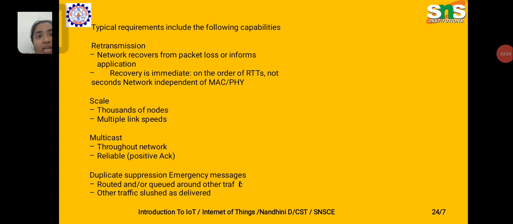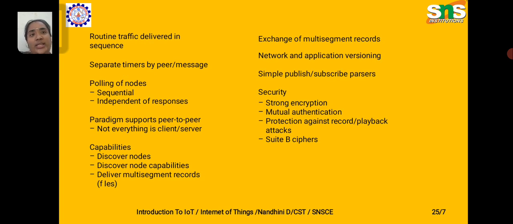In reliable transmission, the network recovers from packet loss or informs applications. Recovery is immediate, on the order of RTTs, not seconds, and network independent of MAC or PHY. Scale: thousands of nodes, multiple link speeds, multicast throughout the network. Reliability and duplicate suppression, emergency messages of router queued around other traffic schedules as delivered. Routing traffic delivery in sequence, exchange of multi-segment records, separate timers by peer messages, network and application versioning, polling of nodes, sequential independent of responses, securely using.